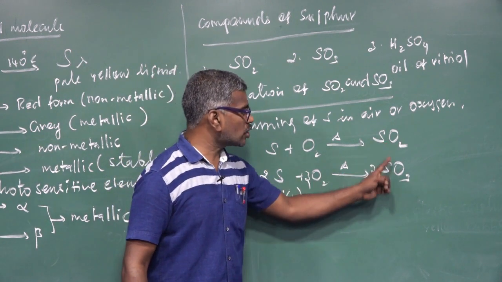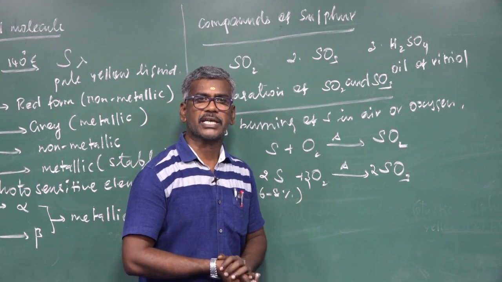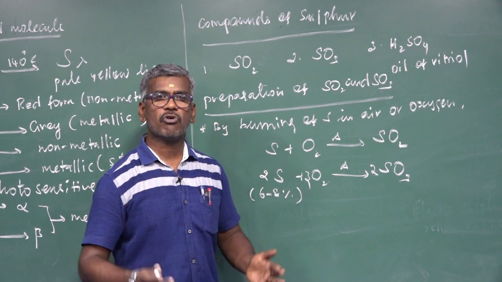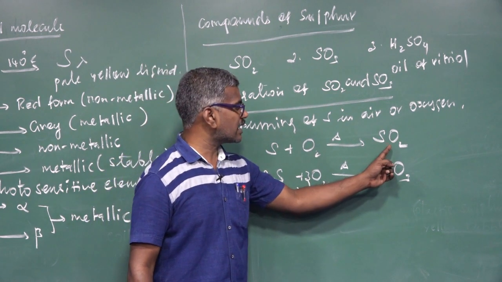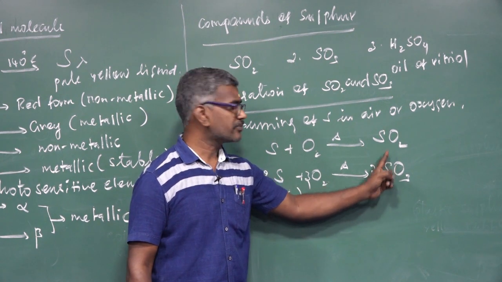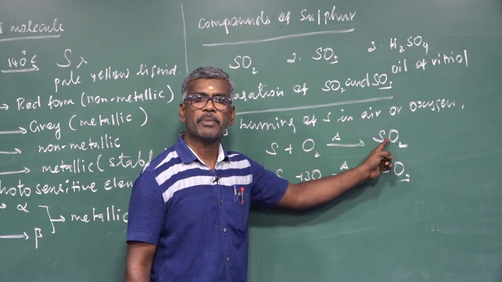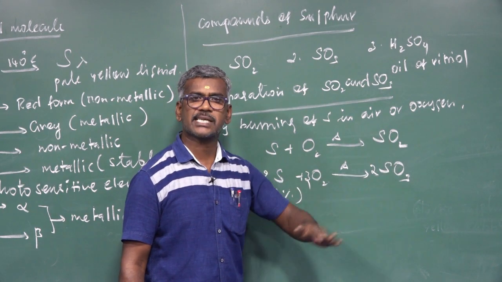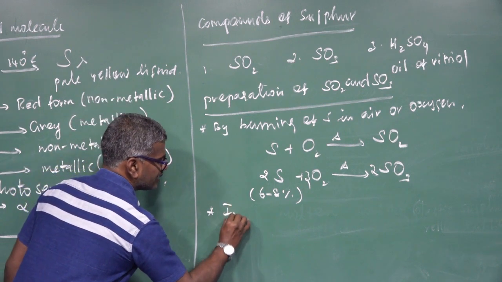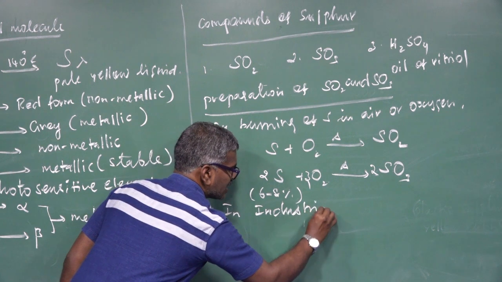SO2 and SO3 are both similar in preparation, physical properties, chemical properties and uses, but the structure is somewhat different. SO3 is trigonal planar; SO2 is bent shaped because lone pair-bond pair repulsion takes place. We will discuss that later. Second preparation is the industrial method.